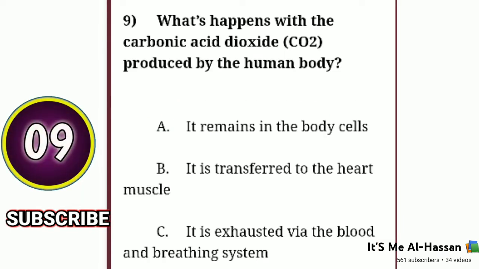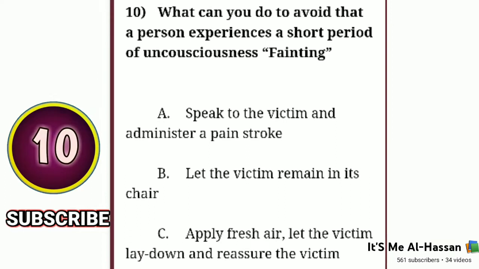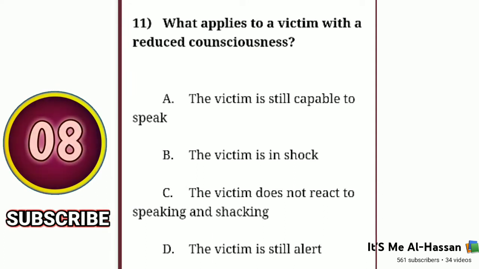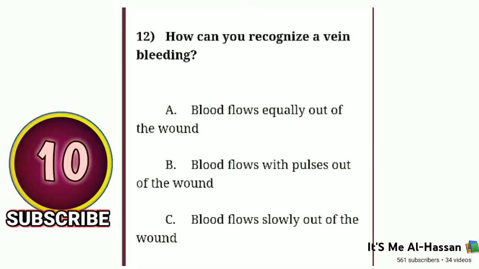9. What happens with the carbon dioxide, CO2, produced by the human body? 10. What can you do to avoid that a person experiences a short period of unconsciousness, fainting? 11. What applies to a victim with a reduced consciousness? 12. How can you recognize a vein bleeding?